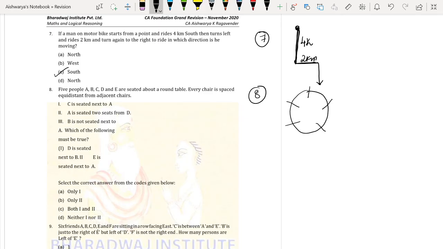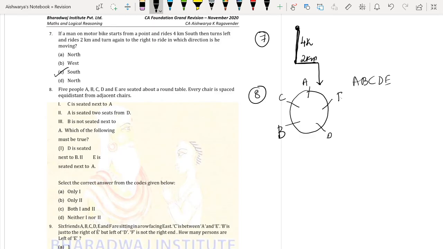Don't come to that two parts. We'll first identify. We have A, B, C, D, E. Let's first find out their relative positions. Every chair is equidistant, okay? C is seated next to A. So I'm just guessing it should be like this. It could be here also. A and C could be here, or C and A could be here. It could be anywhere. So let's just randomly put it. A is seated 2 seats from D. 2 seats from D, so I'm going to put it here. I can put D here or here also. We don't know that. Okay, so anywhere you can put. Let us just randomly put D here. 2 seats from here is A. B is not seated next to A, so B is seated here.